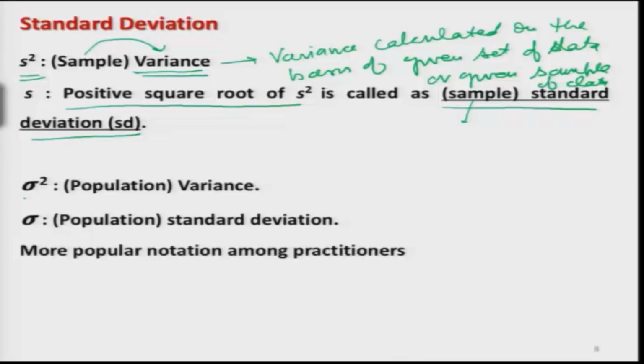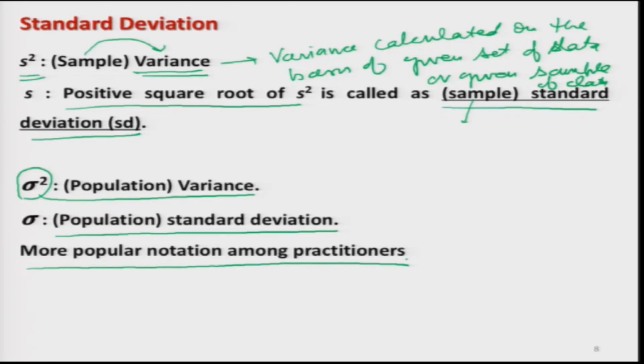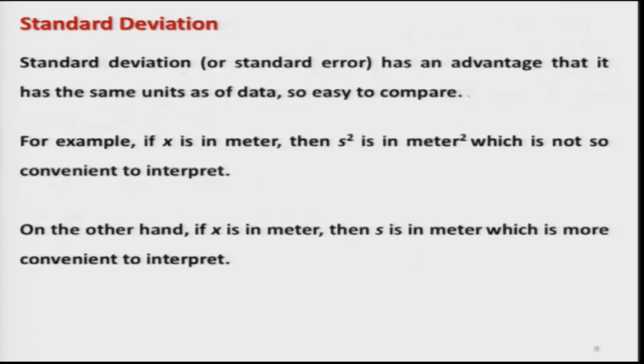Okay. So now I will denote sigma square as the population variance, and the positive square root of sigma square will be called the standard deviation, or actually the population standard deviation. But as I said, using sigma to denote the standard deviation and sigma square to denote the population variance is a more popular notation among practitioners.